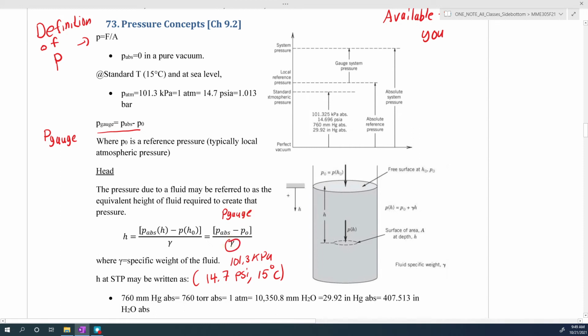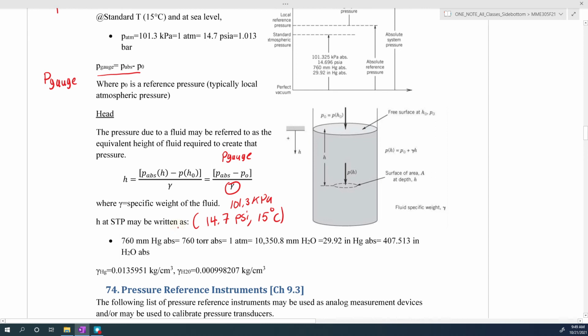All right, so for 1 atmosphere of pressure, sometimes the pressure is referred to in terms of head, and millimeters of mercury is a common unit. So a millimeter of mercury is the same thing as a torr or a torricelli, and it can also be done in terms of water, in inches or millimeters.